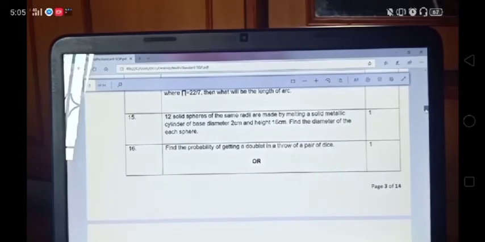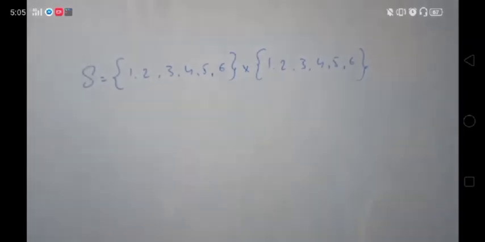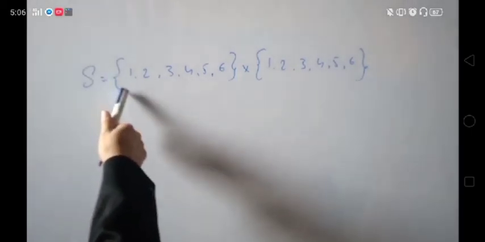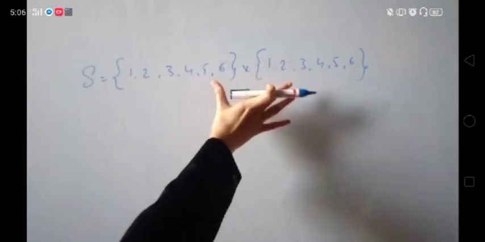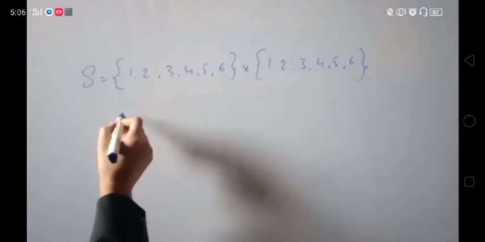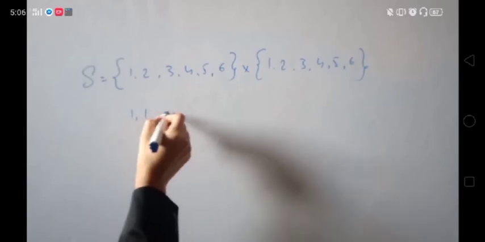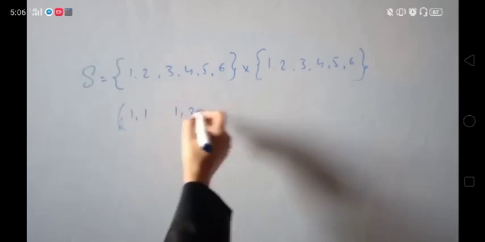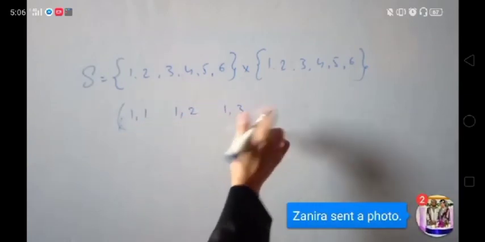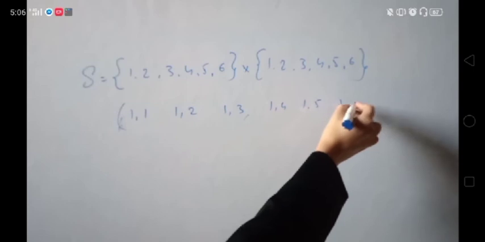Next, come to the 16th question. Find the probability of getting a doublet in a throw of a pair of dice. So here 2 dice are thrown. A die has 6 faces, therefore 1 2 3 4 5 6. Since we are taking 2 dice, we write 1 2 3 4 5 6 twice. First, if we throw, the outcomes are 1 comma 1, 1 comma 2, 1 comma 3, 1 comma 4, 1 comma 5, 1 comma 6.